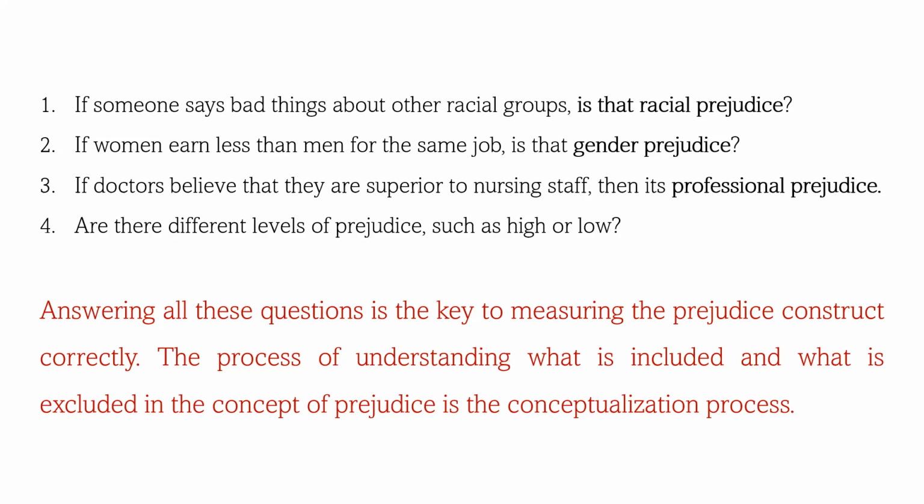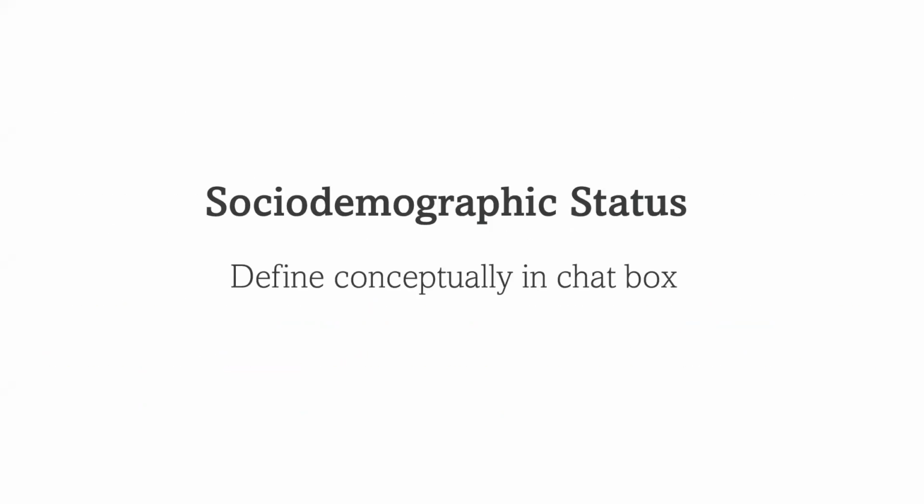So the process of understanding what is included and what is excluded in the concept of prejudice is the conceptualization process. You need to have a conceptualization of your construct before you start making a scale. Now there's another construct, which is socio-demographic status. If you have to define this socio-demographic status conceptually, all of you, please write in the chat box how you define this socio-demographic construct.